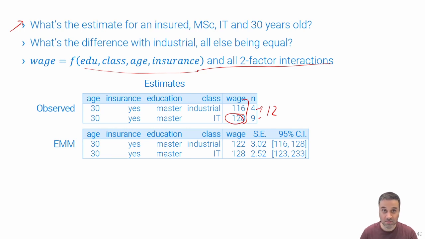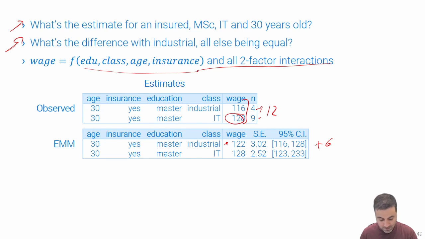Once we have the model, we can actually provide a better answer by controlling for these other factors and looking into the estimated marginal means. And so what we have here is these two estimates. And if you notice, the estimate for IT is basically the same, 128, but the estimate for industrial is higher. The difference is only 6. So here the difference would be plus 6 in the second research question, that one there. And of course, we have confidence intervals over here.